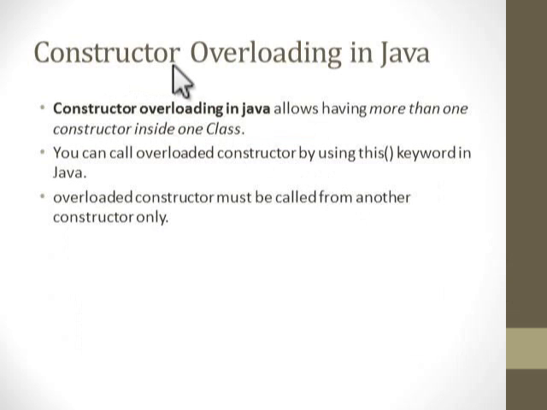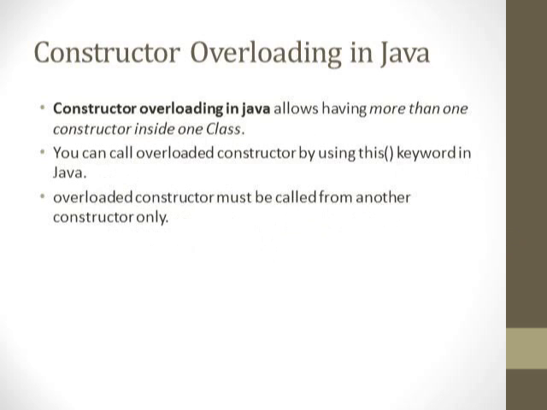We know about how method overloading is performed. It's just the same in constructor overloading. Constructor overloading in Java allows having more than one constructor inside one class. You can call an overloaded constructor by using the this keyword in Java. An overloaded constructor must be called from another constructor only.